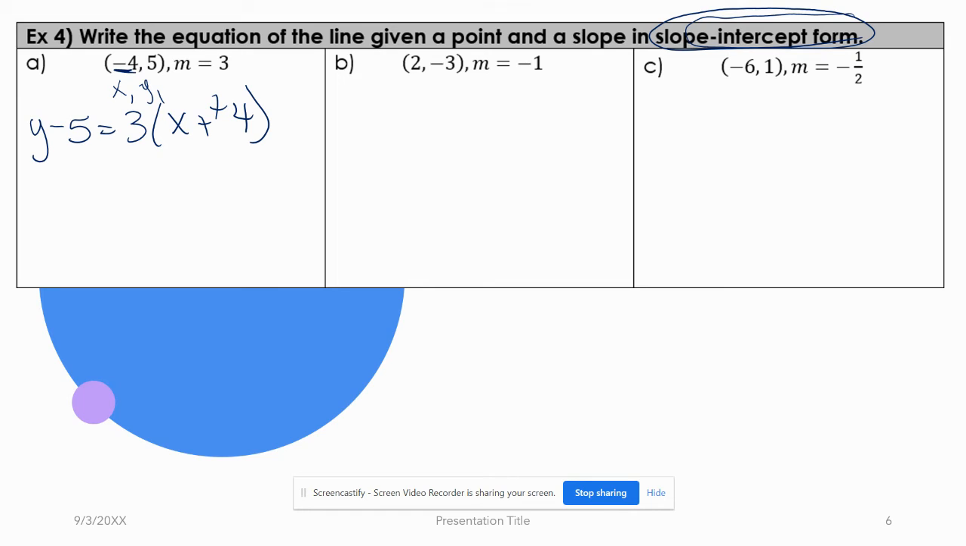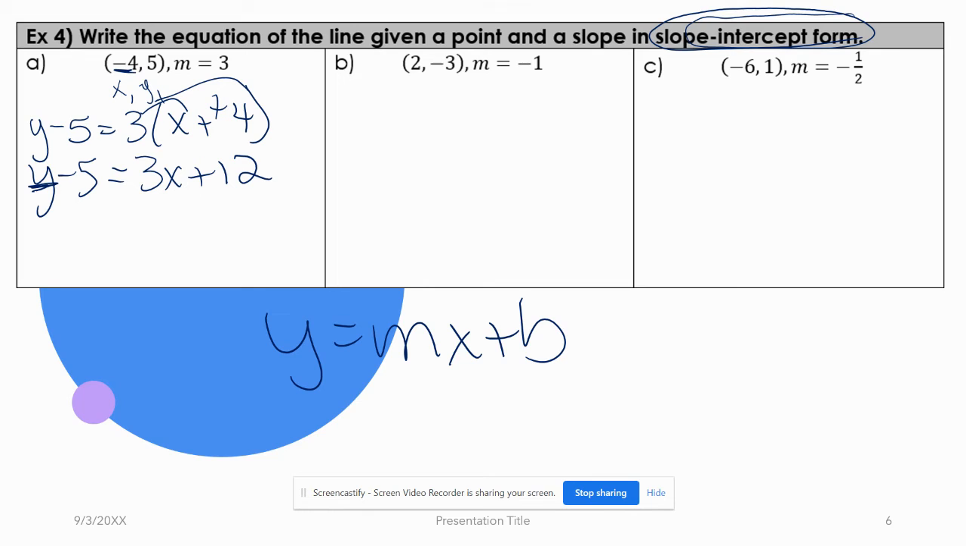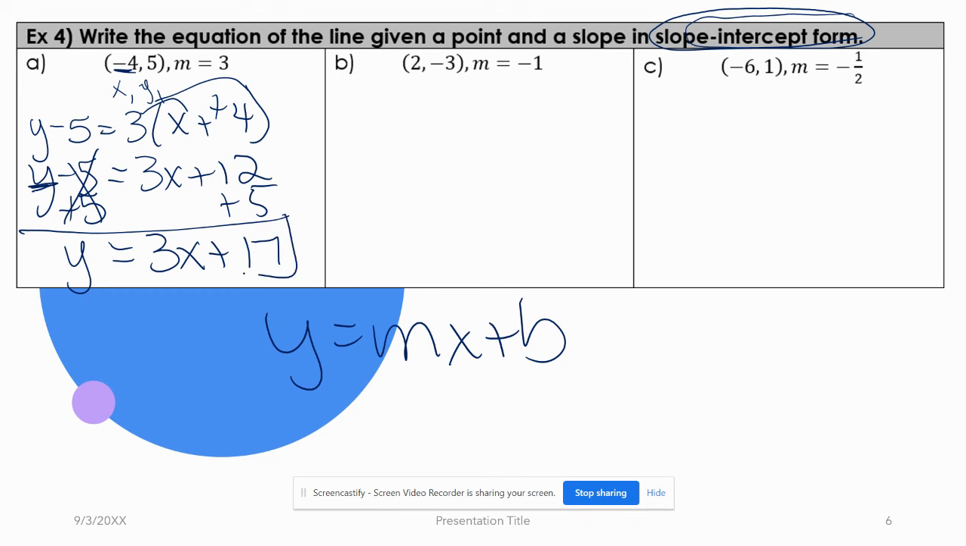So how do we get this into slope-intercept form? I'm just going to do some math here. We're going to distribute the 3 to get rid of the parentheses. 3 times x is 3x. 3 times 4 is 12. And then to finish getting y by itself, for y equals mx plus b, y is by itself, then we have to move the 5 over. The opposite of subtracting 5 is adding 5 to both sides. That adds to 0, so we have y is equal to 3x plus 17, and that would be our slope-intercept form.